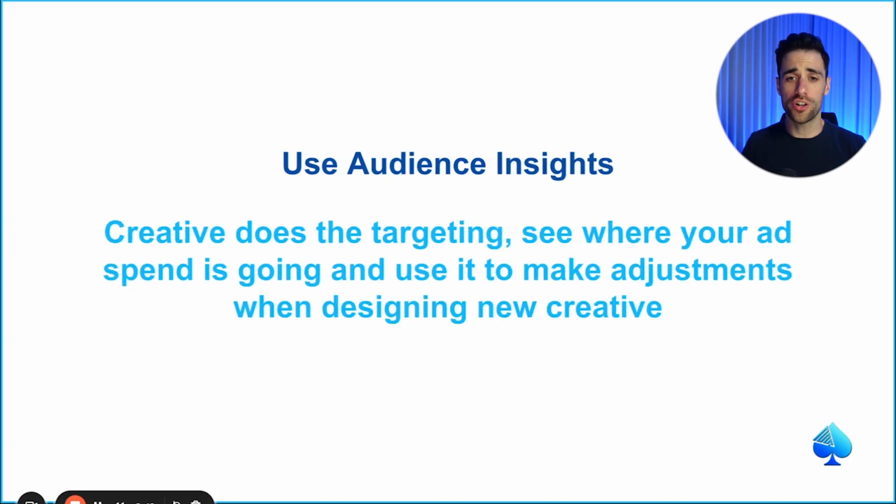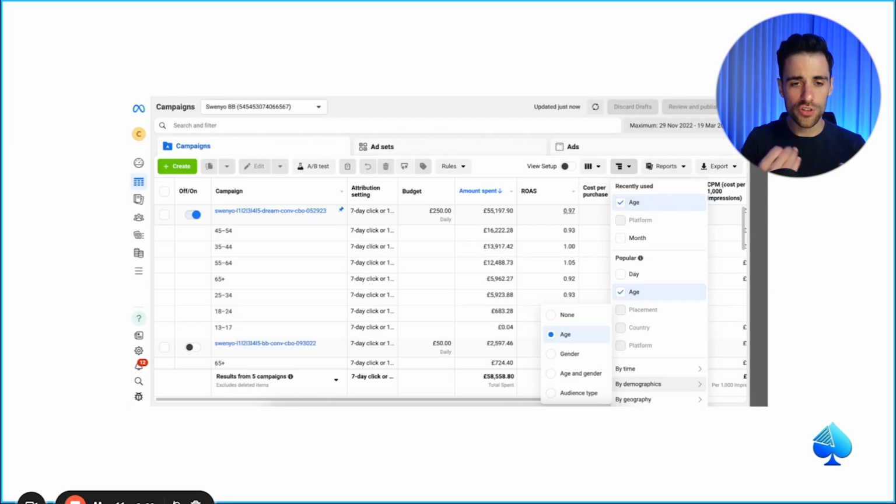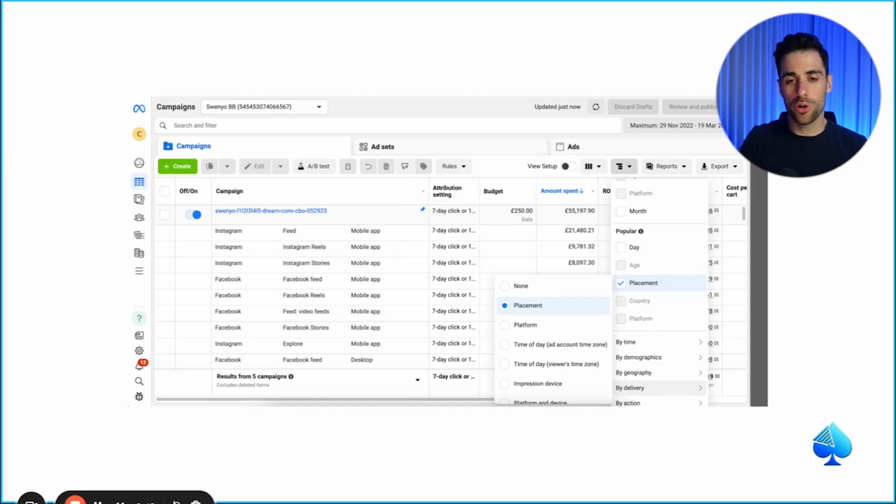You also want to use audience insights. So creative does the targeting these days, and you want to see where your ad spend is going and use that to make adjustments when designing your new creative. So for example, you can break down by age or gender, and you can look at where the majority of your spend is going. You can see in this example, the majority of the spend is going to the age 35 to 64, okay? This one, we're breaking down by placements, is another valuable thing to do.